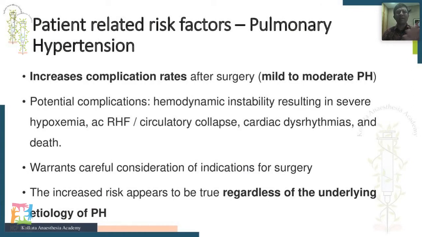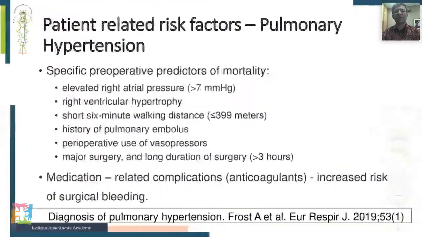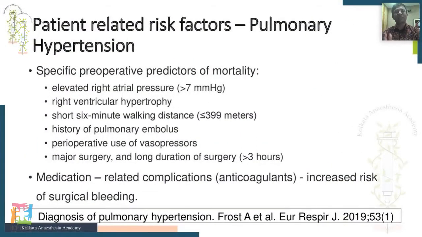You have other questionnaire systems like the Berlin. Let's skip that and come to the other things. Pulmonary hypertension, I think this is very intuitive. It will definitely increase the complication risk, and the commonest complications lead from severe hypoxemia and can lead to circulatory collapse. This happens irrespective of the underlying pathology, whether it is primary pulmonary hypertension or due to valvular reasons or whatever. Risk factors include an RAP more than 7, right ventricular hypertrophy, a low 6-minute walk distance, history of pulmonary embolism, use of vasopressors, or a major surgery.